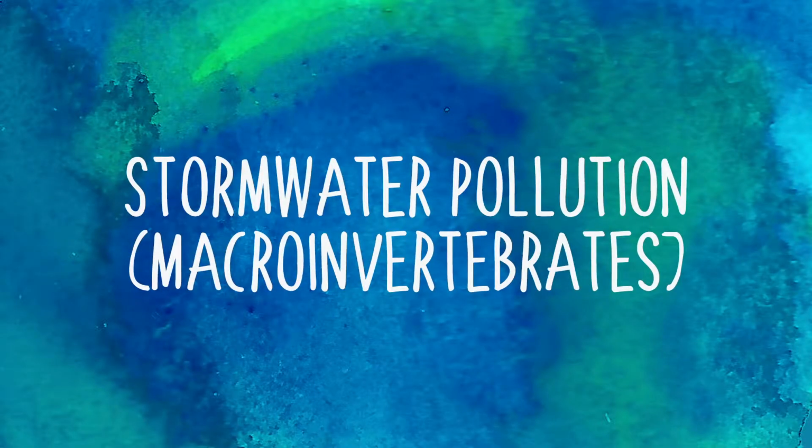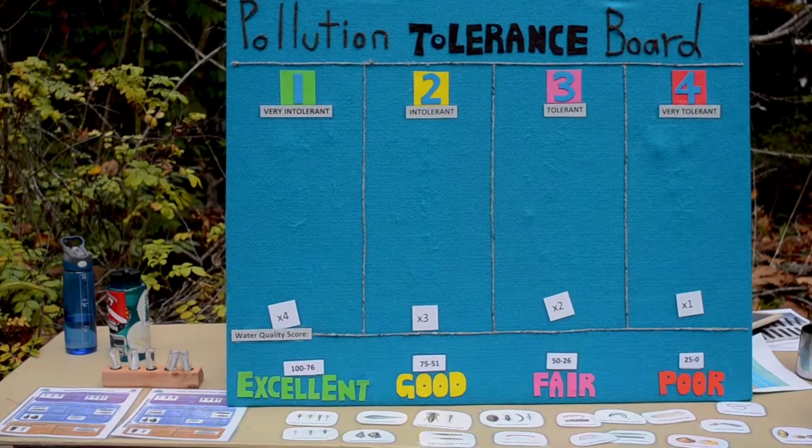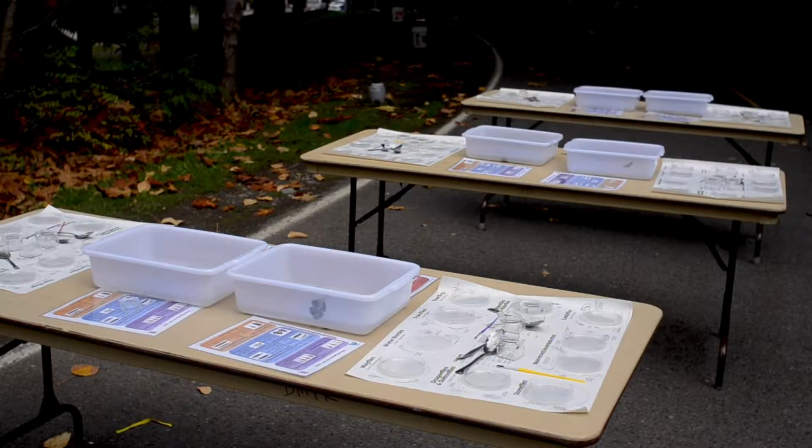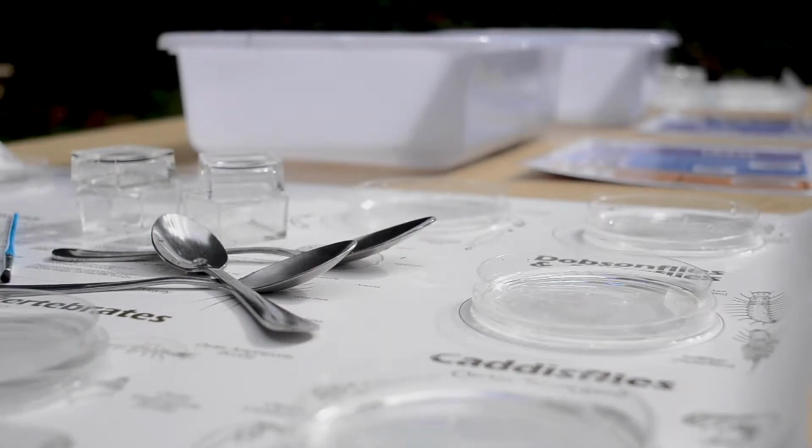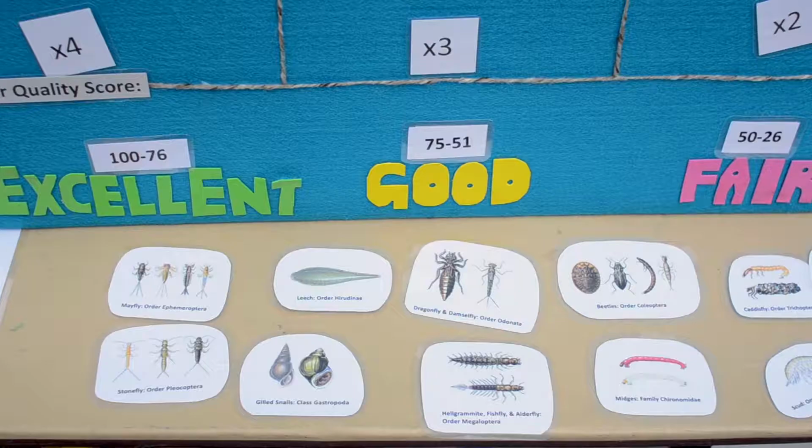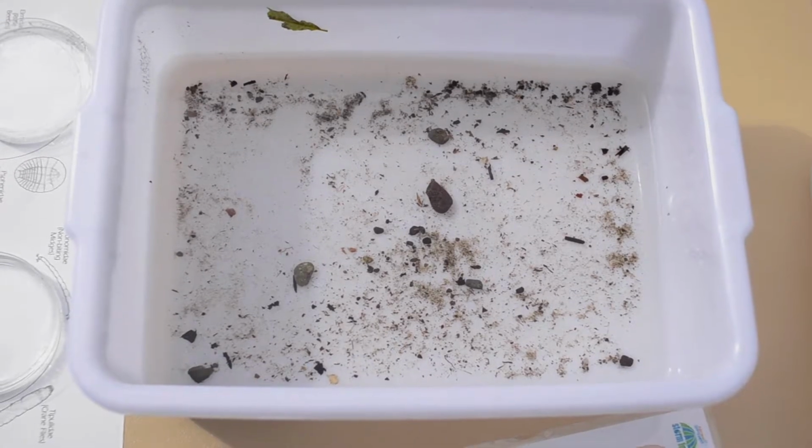At the Stormwater Pollution or Macroinvertebrates station, students will learn how macroinvertebrate or stream bug tolerance relates to water quality. Create a pollution tolerance index using macroinvertebrates from Des Moines Creek, and share at least one action they can do at home to keep stormwater clean.